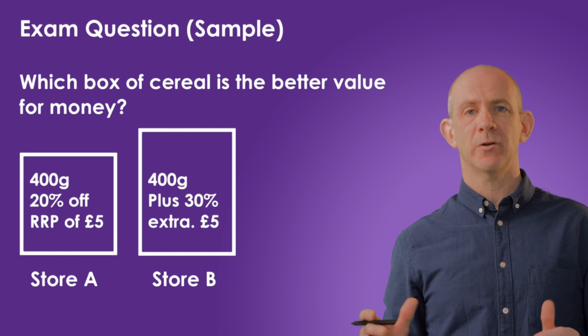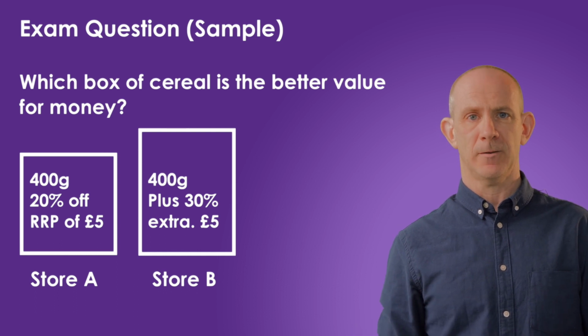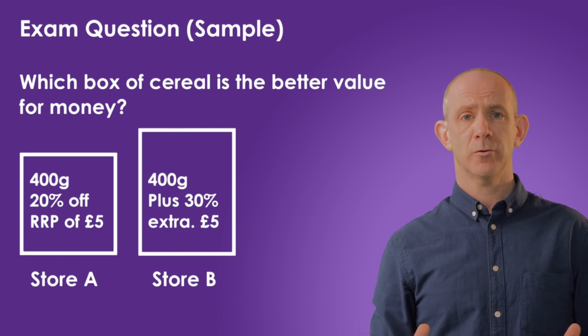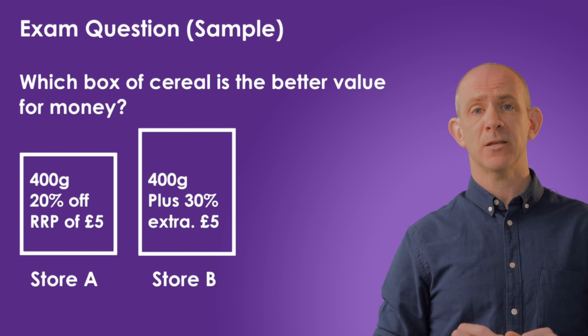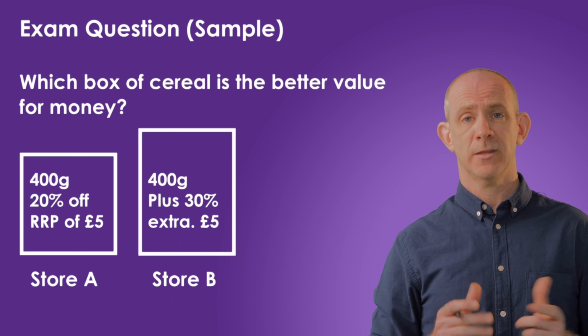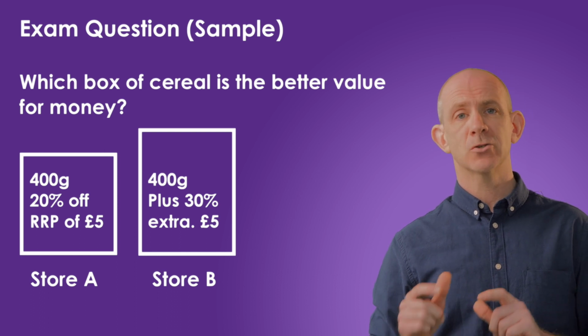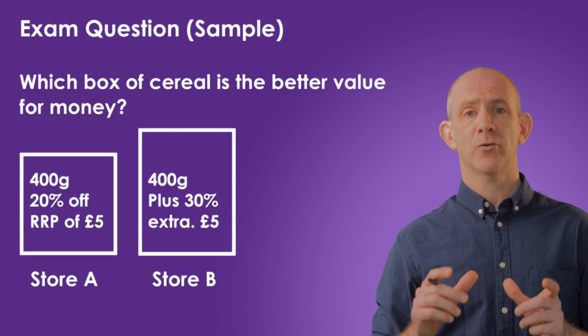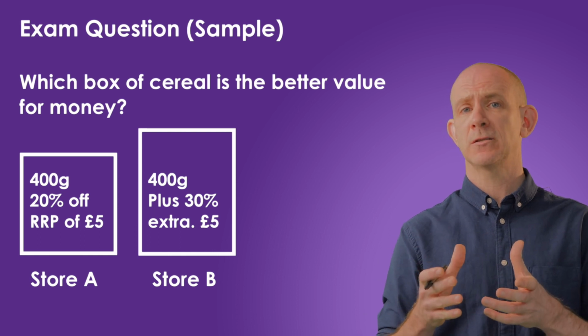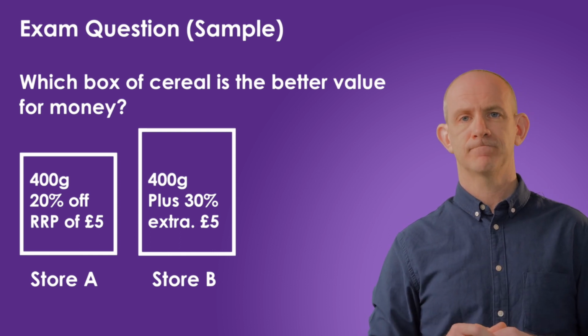So which box of cereal here is going to be better value for money? In the first store, store A, you get 400 grams for 20% off the £5 cost. In store B, you get 400 grams plus 30% for that £5.